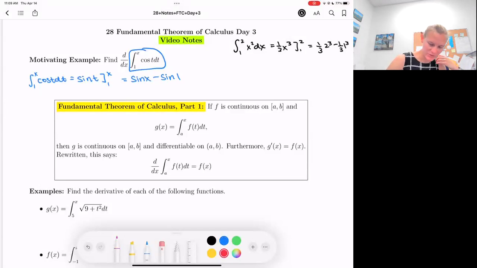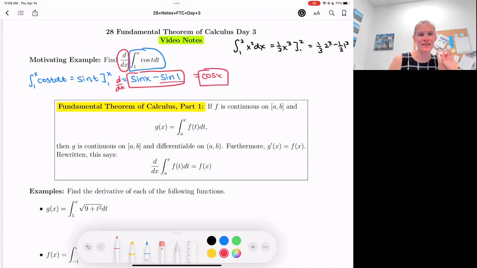Now this problem asks me to take the derivative of that integral. So that means that I need to differentiate this expression. The derivative of sine is cosine. Sine of 1 is a constant, it's just a number, so its derivative is 0. So it looks like we're getting cosine of x out for the derivative of that integral.